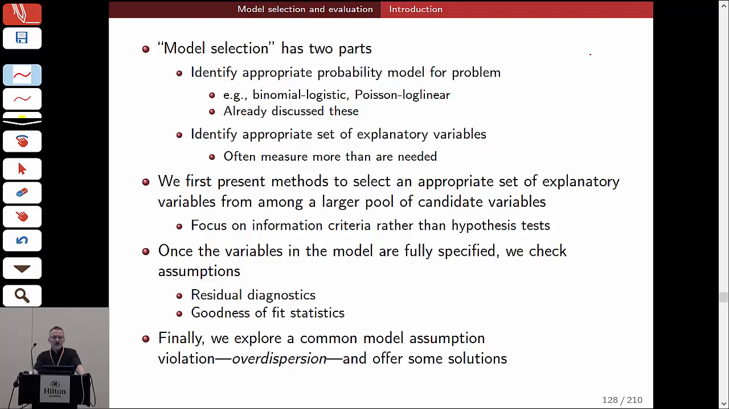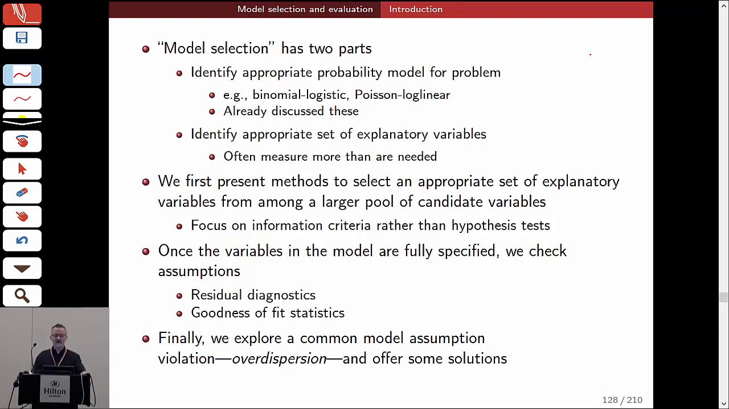So that model selection involving selecting the appropriate set of variables is very important. So the first thing we'll do is present methods to select an appropriate set of explanatory variables from among a larger pool of variables. And we'll focus on information criteria rather than hypothesis tests, although there are some other methods of variable selection, and I'll touch on a few of those.